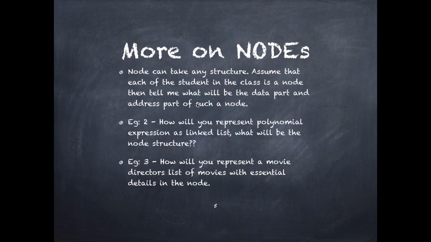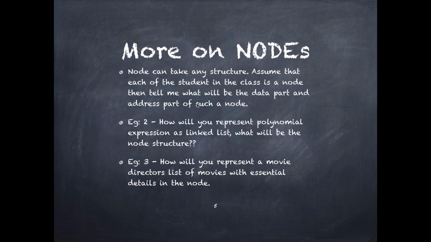Now coming to the third example, how will you represent a list of movies which is directed by a particular director with essential details in the node? You can assume any details. Don't make it too lengthy, just take it as three. Maybe the name of the movie, which year it was released, what the genre of the movie is. So that will be the linked list of movies which is directed by a director.